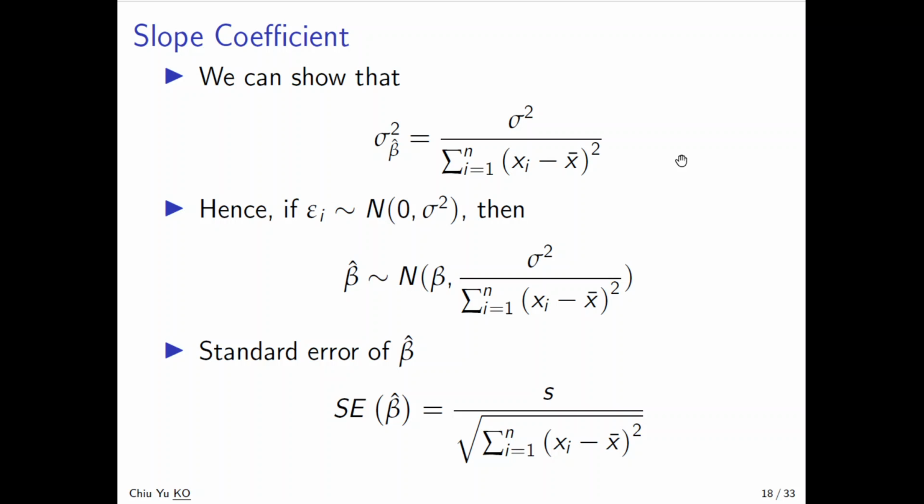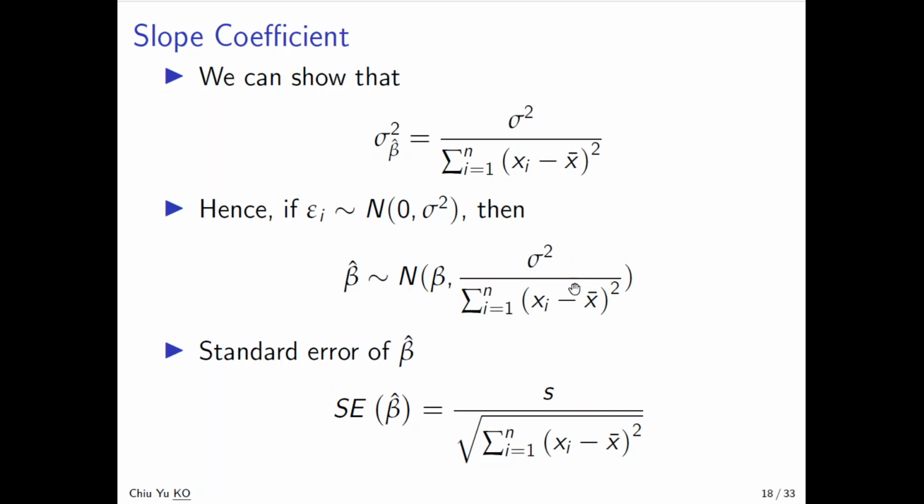We can extend it to the slope coefficient. And again, here we're trying to solve the variance of the slope coefficient, which will be a much simpler expression: sigma square over the sum of square of x. And if the errors are normally distributed, then beta hat will be normally distributed with mean beta, coming from the unbiasedness of beta hat, and the variance follows sigma square beta hat. That's what we're trying to prove here.